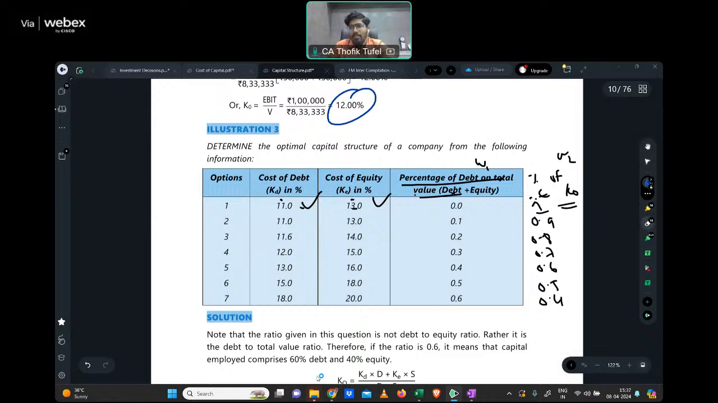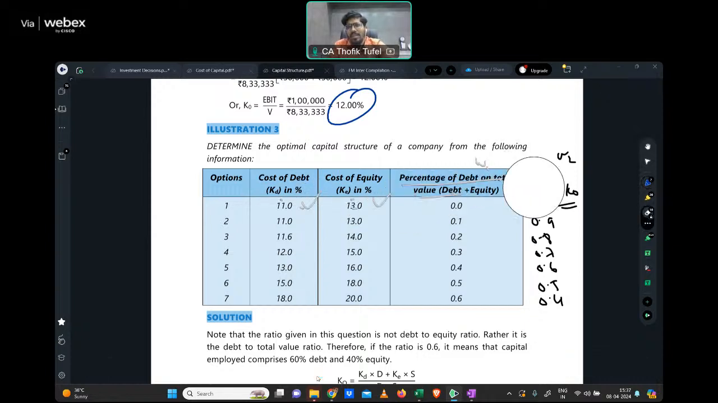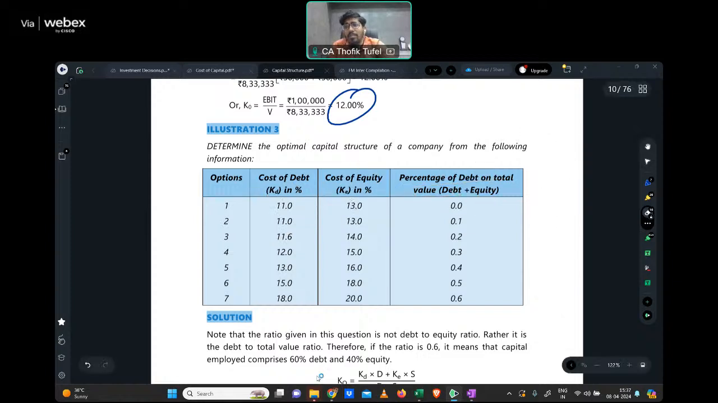Now here, see, in net income and net operating income approach, either KE or KO is constant. On a traditional approach, both will be changing under traditional. See, cost of debt is changing, cost of equity is changing. Okay. So now what is this percentage of debt on total value? So which means debt divided by total. So this is weight of debt.